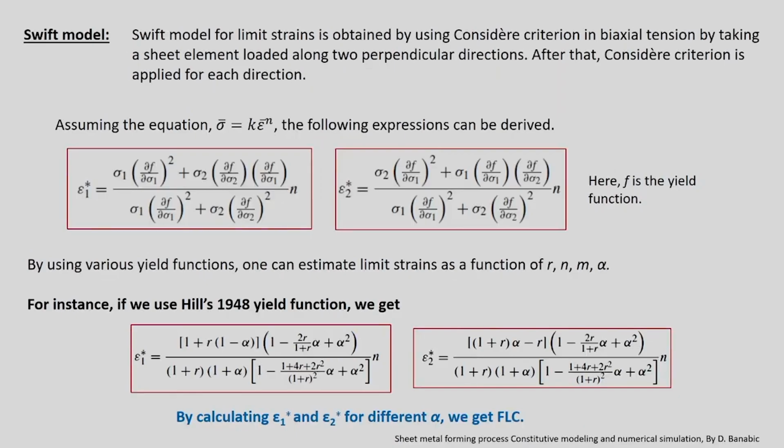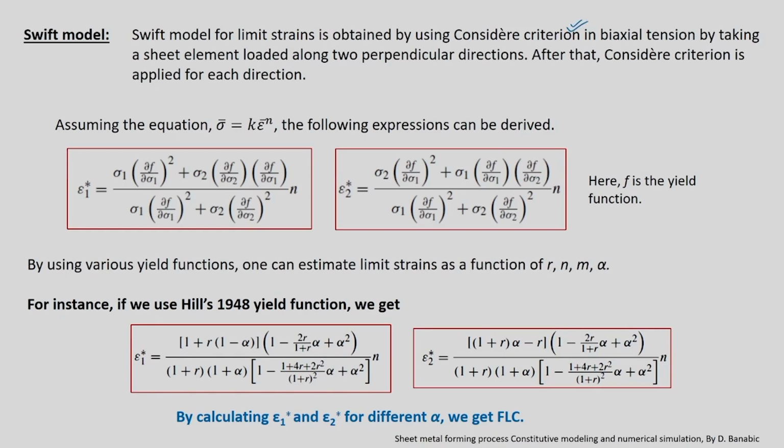Now, the next important model is called the Swift model. This Swift model can be used to obtain limit strains epsilon 1 star and epsilon 2 star by using the Considère criterion on the biaxial tension side.